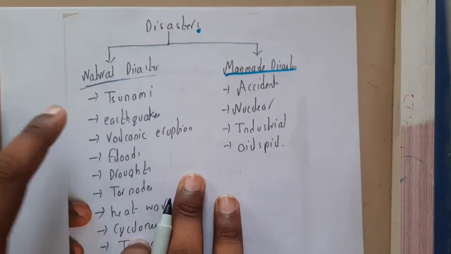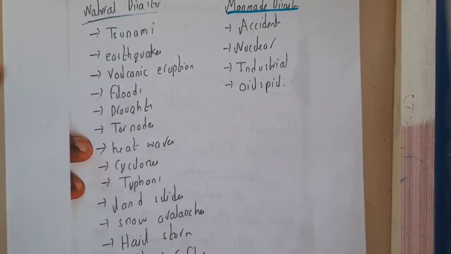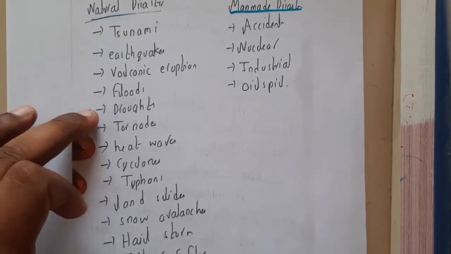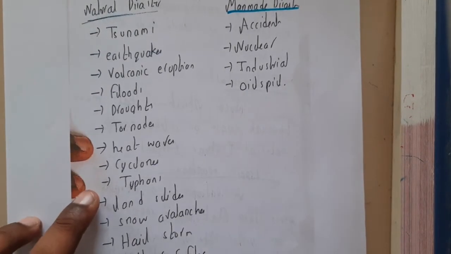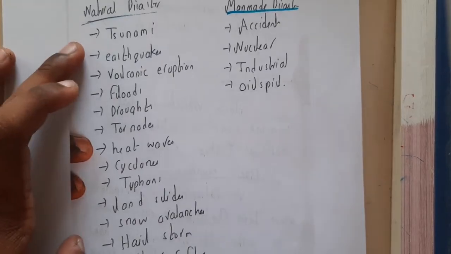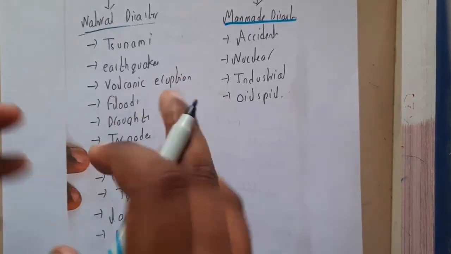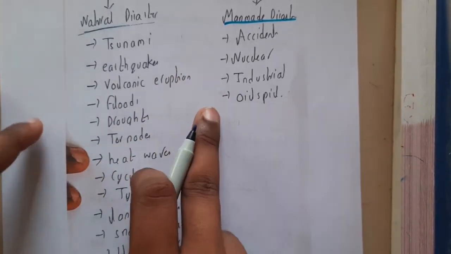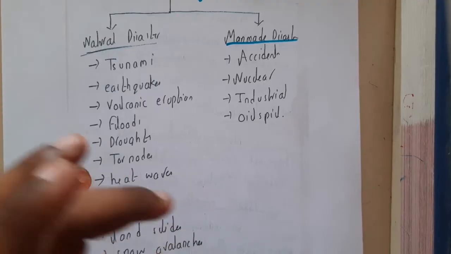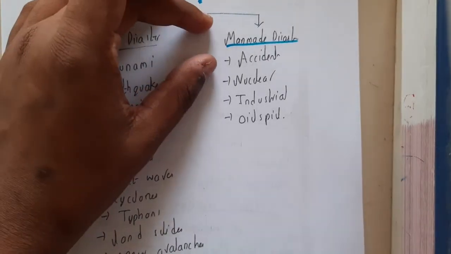We'll be discussing all these things in this lecture, guys. I'll be giving you one or two liner definitions for them, along with some explanation. Tsunami, earthquake, volcanic eruptions, floods, droughts, tornado, heat waves, cold waves, cyclones, landslides, snow avalanches, hailstorms, these are some natural disasters. Similarly, man-made disasters are accidents, nuclear effects, industrial effects, and oil spills. Your first question might be, what is meant by natural and man-made? First let us go through natural, discussing each and every type, and after that we'll move to man-made and discuss each type.